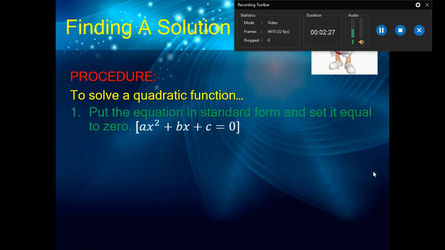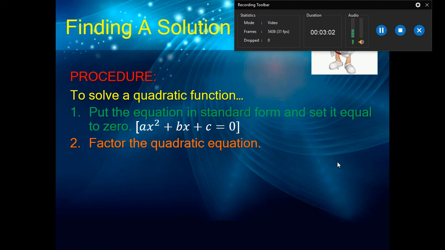The first thing you want to do is put your function into standard form. Remember, that's placing the largest exponent first, and then x to the first, and then the constant. And we set it equal to 0. So this will be new for us. Don't forget this. This is the difference between an expression and an equation. We also want to try to keep our first term, the x squared term, positive. So if you have to move terms around, we want to push the items so that x squared will remain positive.